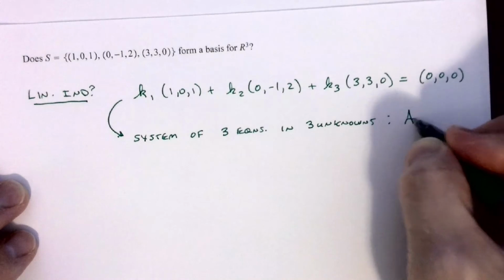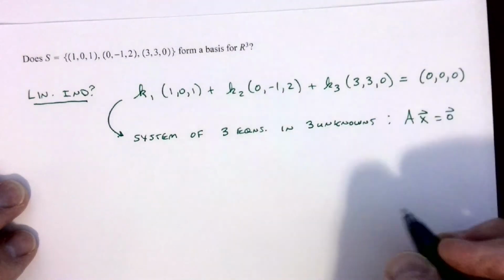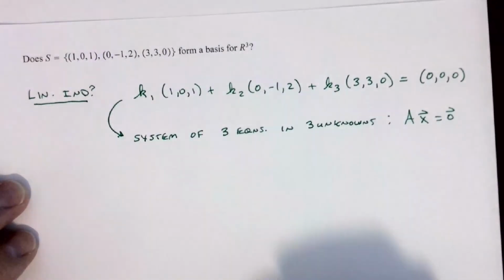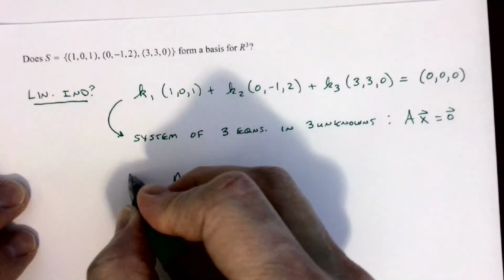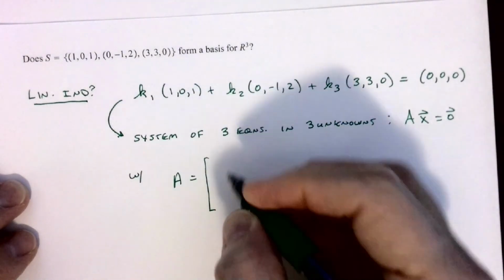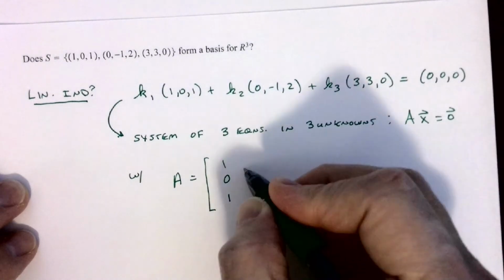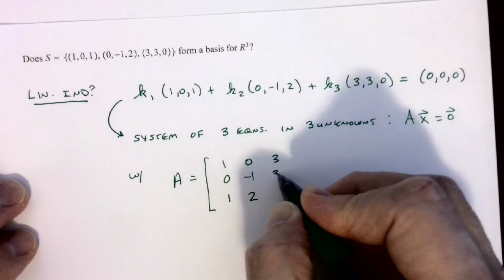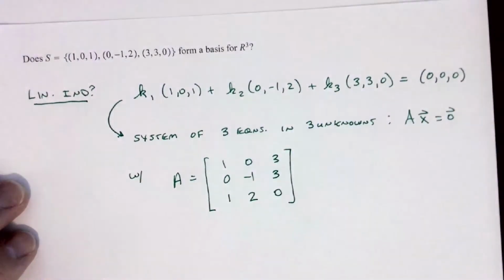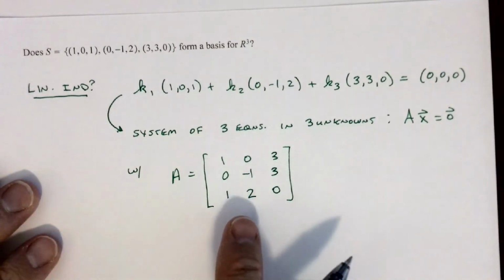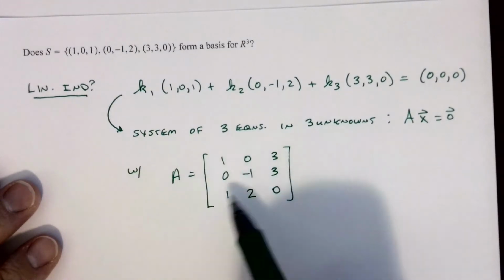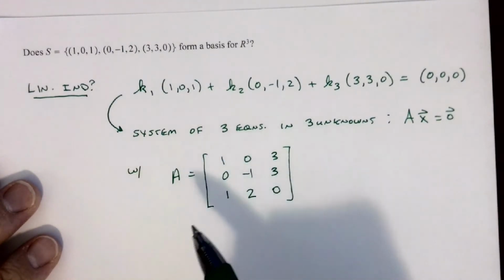And the system is the system AX equals 0. Right? X is the unknowns. The unknowns are what? K1, K2, and K3. And what's A? It's the coefficients. And I think we've seen this enough to know how to construct this coefficient matrix. If you don't, please contact me, ask me during one of our Zoom sessions, or send me an email. But this is the coefficient matrix. Again, if you don't understand how to get this A, go back and look at the previous videos on linear independence.